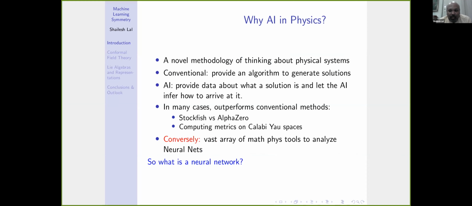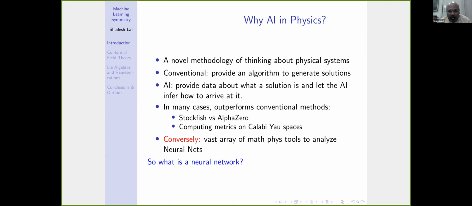And again, why AI in physics? Well, it's a novel methodology for thinking about physical systems. Why should we do it? Because in physics, the conventional methodology for analyzing physical systems is to provide an algorithm which generates solutions. You can do this by hand or on the computer, but you'd be setting up some equations and providing an algorithm to solve the equations.